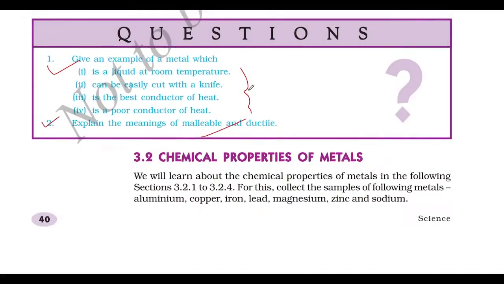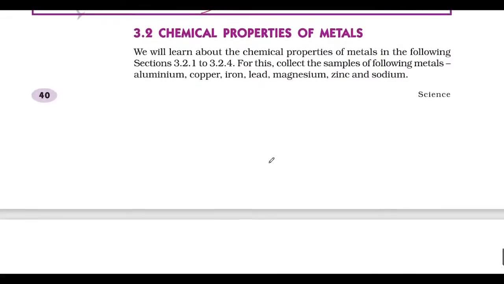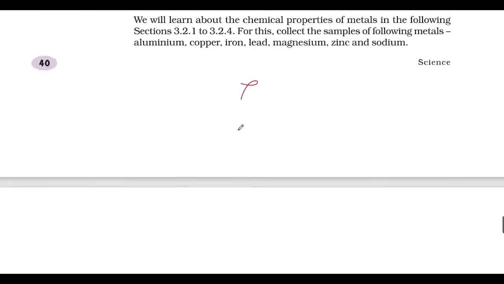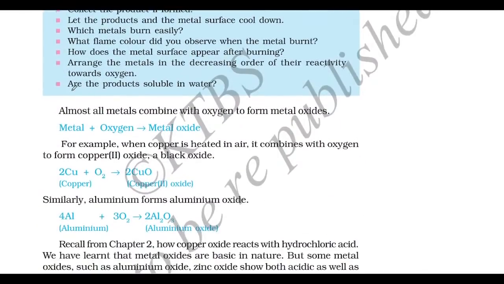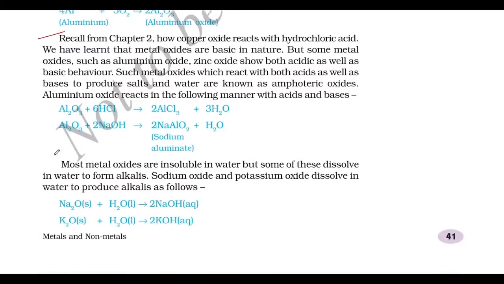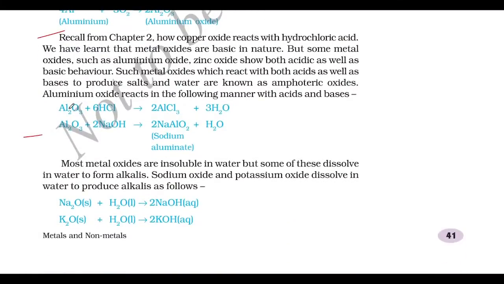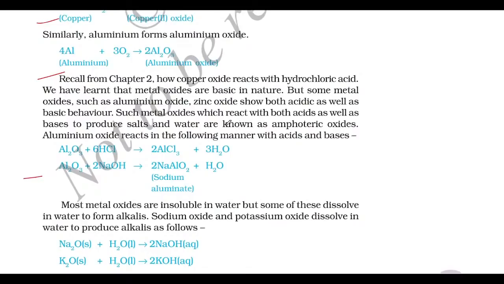And also you can expect the meaning for 2 marks. Students, make a note of this. You can expect the meaning of malleable, ductility, and sonorous. And also you should know about the chemical properties of metals. All these reactions are very important. Students, metal oxides which react with both acid as well as bases to produce salt and water are called what? Amphoteric oxides.